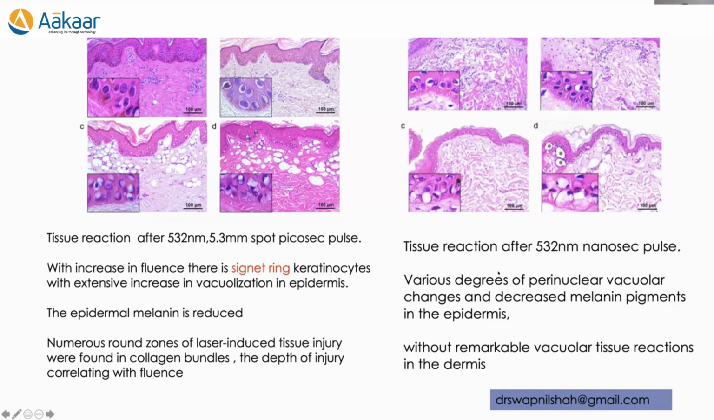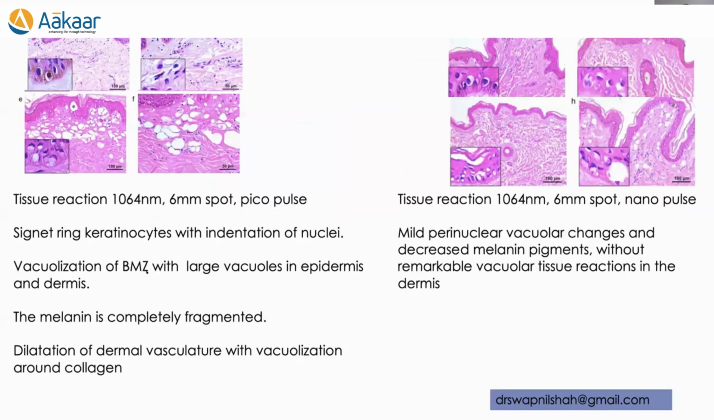In the tissue reaction with nanosecond lasers, we have some perinuclear vacuolar changes and decreased melanin pigmentation, but without remarkable vacuolar tissue reaction in the dermis. And I'll come to this vacuolar tissue reaction later. Same thing is with 1064 nanometer. There is a signet ring keratinocyte with indentation of the nuclei, vacuolization of the basement membrane zone, and large vacuoles in the epidermis and dermis. The melanin is completely fragmented and there is a dilatation of the dermal vasculature. These reactions are very, very less marked when you use a nanosecond laser.